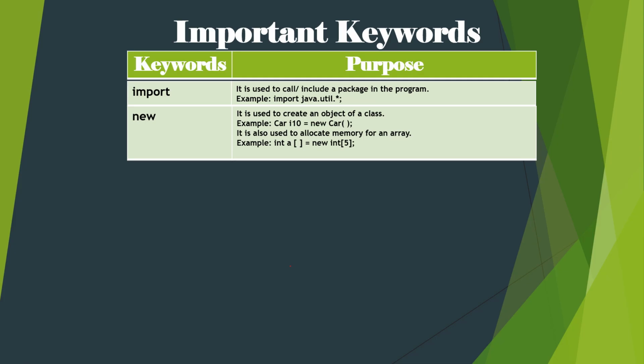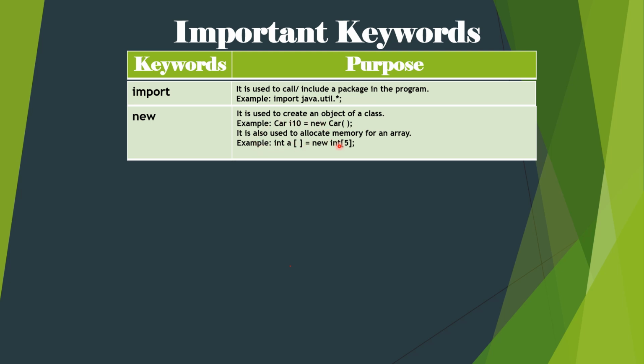For example, Car i10 = new Car(). In this, you can see i10 is an object and Car is the name of the class. So here the new keyword is used to create an object for class Car.